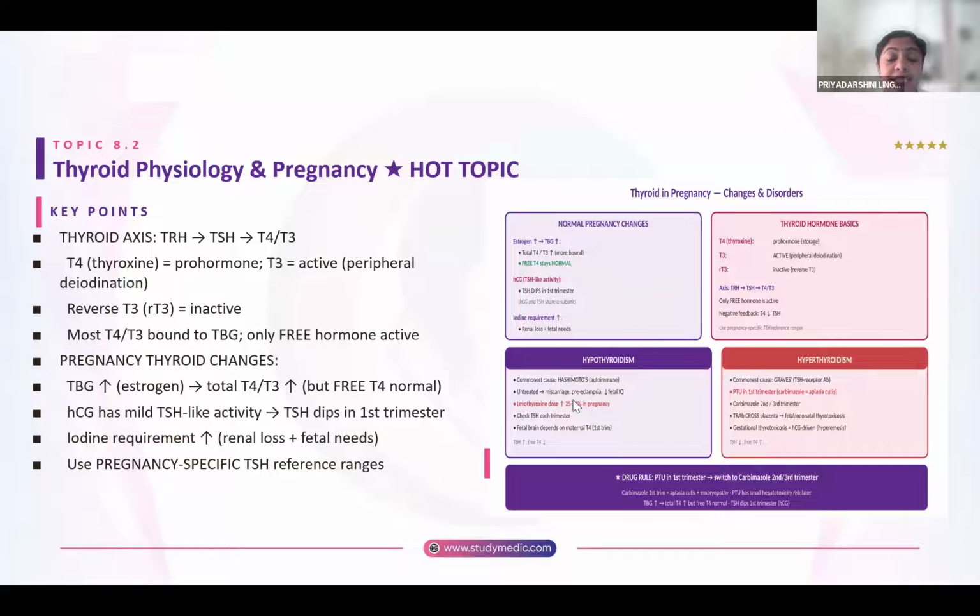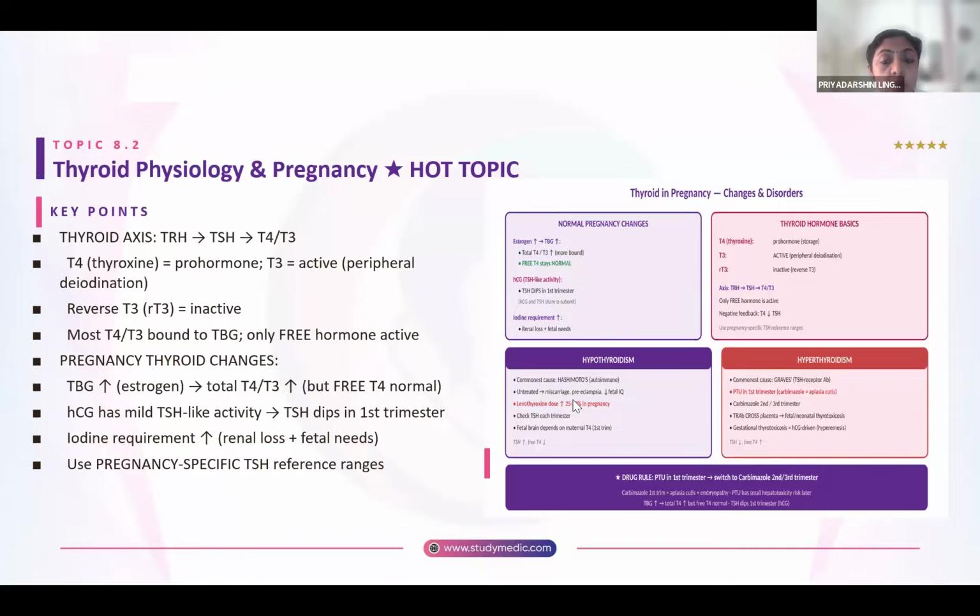We saw the changes in HCG, and we saw that iodine requirement also increases. The active hormone is T3, the inactive form is reverse T3. So, what are the common disorders you see in thyroid? We have hypothyroidism and we have hyperthyroidism.